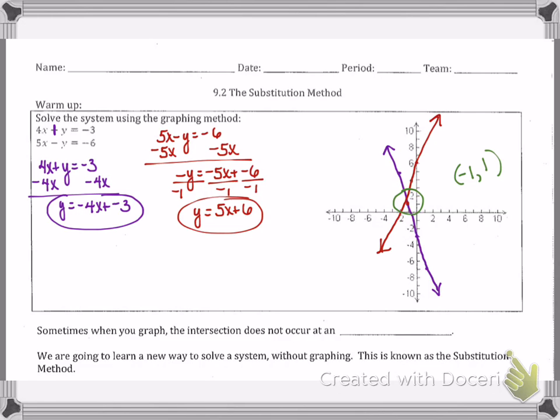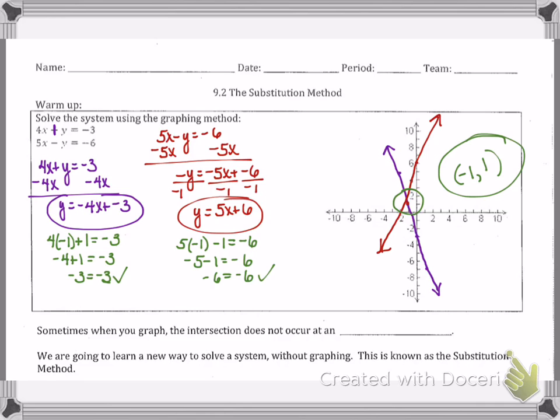But in order to check, what I want to do is plug it back into both equations. Starting with this one, I'm going to go back to the original form. So 4 times -1 plus 1 has got to give me -3. And it does. So it works for the first one, but in order to be a solution for the whole system, it's got to work for both. So 5 times -1 minus 1 has got to equal -6, and it does. So we know that the ordered pair -1, 1 is our solution to the system.